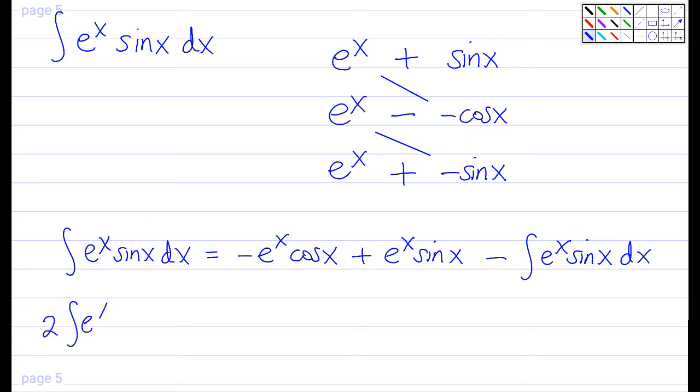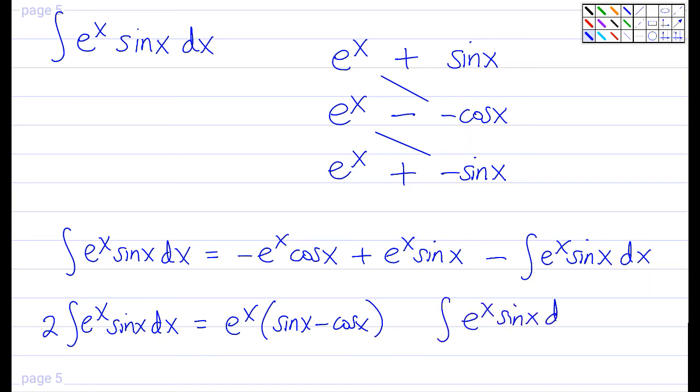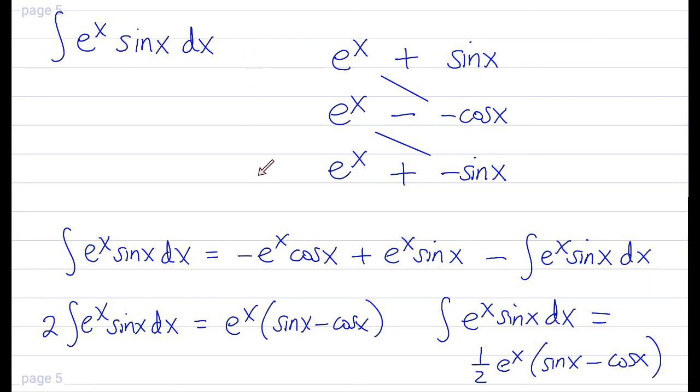2 times the integral of e to the x sine of x dx equals e to the x times (sine of x minus cosine of x). Finally, I divide by 2. That wasn't a very nice integral sign, was it? The integral of e to the x sine of x dx equals 1/2 e to the x times (sine of x minus cosine of x). That's it. That's our answer. Again, you can get this entire result using integration by parts in the normal way. But with tabular integration, or tabs, we get the same answer, I think just a little more quickly.